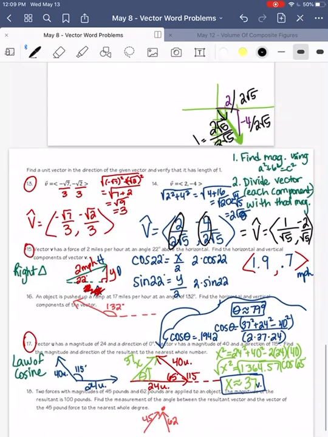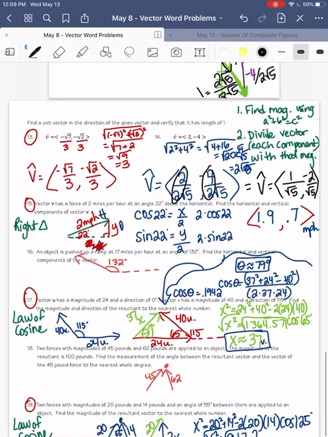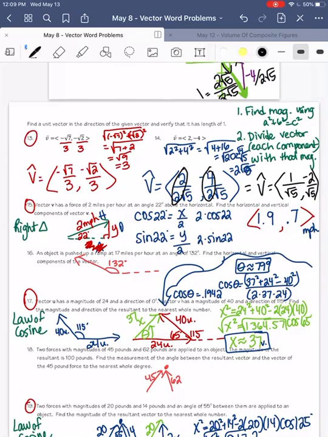All right, we're getting there. We're almost done. For 16, it says an object is pushed up a ramp at 17 miles per hour. So I need to put a 17 here at an angle of 132 degrees. You see how I tried to draw this accurately, where it's going to the left? So when I find the horizontal and vertical components, one of these is going to be negative. When I drop my horizontal and my vertical, which one is actually going to be negative from this starting point right here? The x, right?